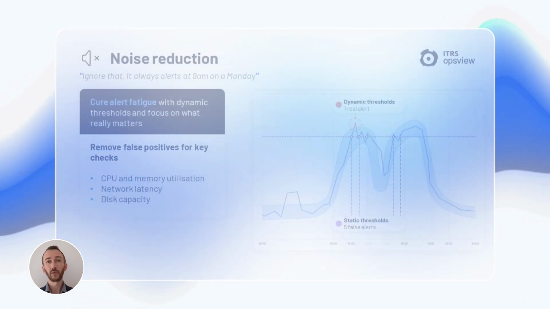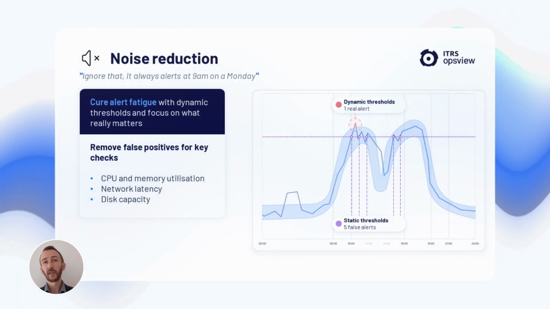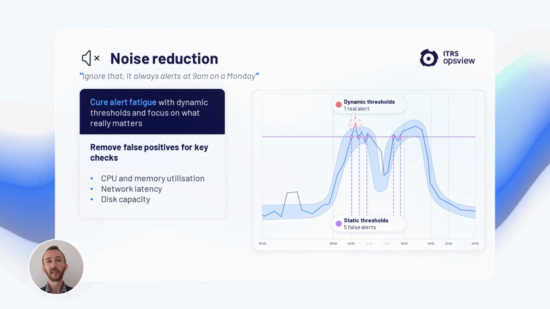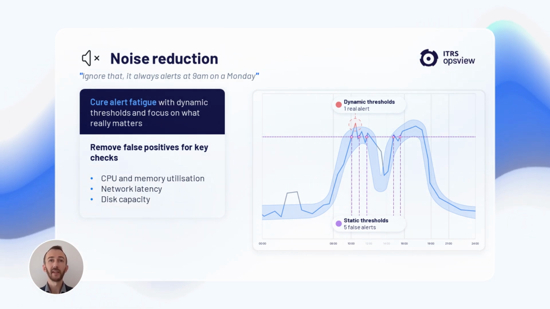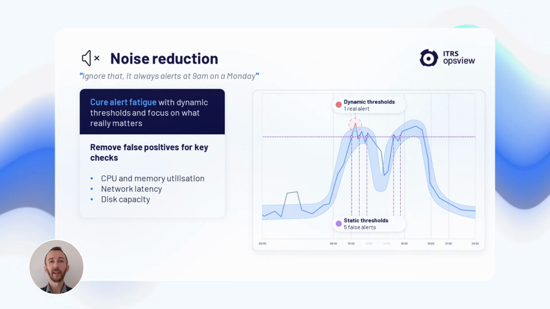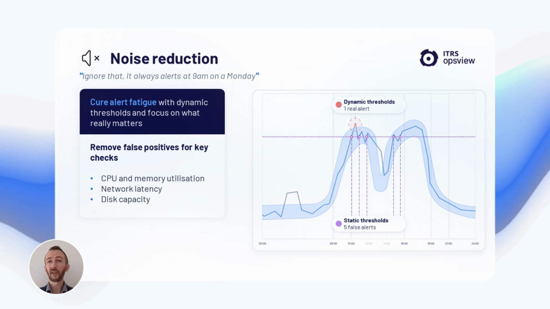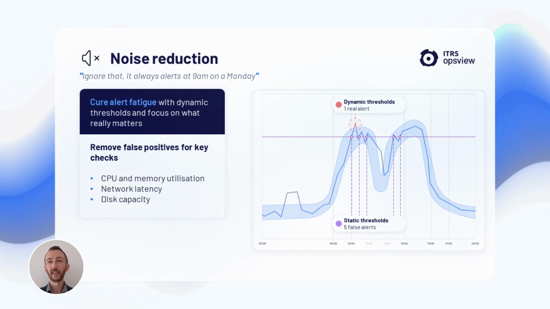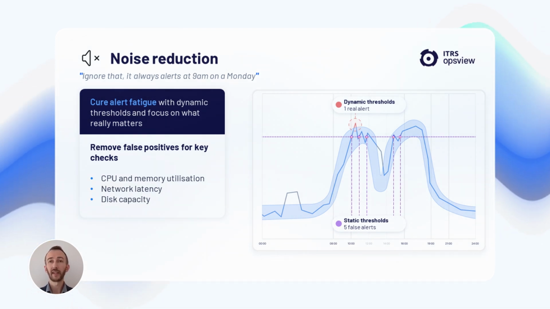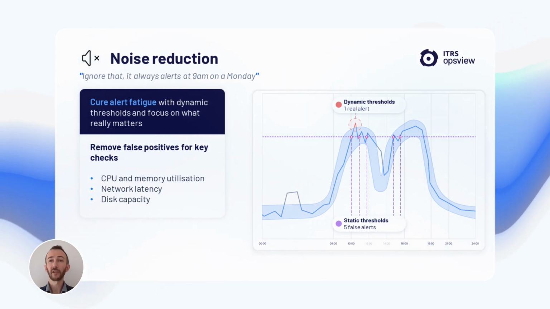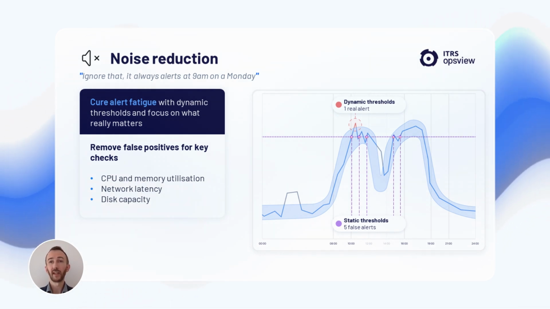So first up, noise reduction. And that quote at the top there really highlights the problem we're trying to solve. "Ignore that, it always alerts at 9 AM on a Monday." And as you can see on the diagram on the right, that blue area is the normal behavior for that particular check. And with the static threshold, you might get 5 false alerts.